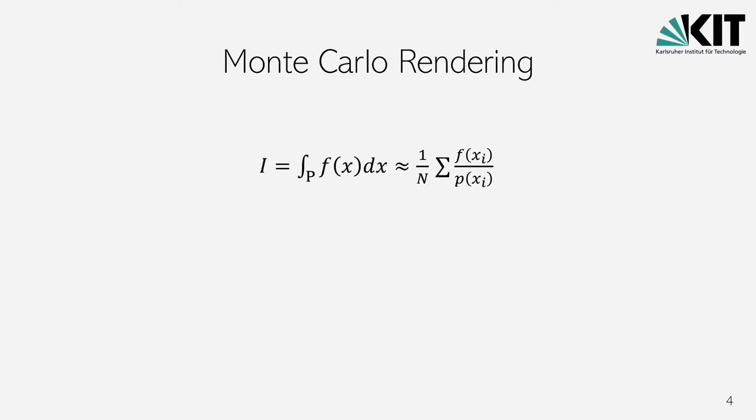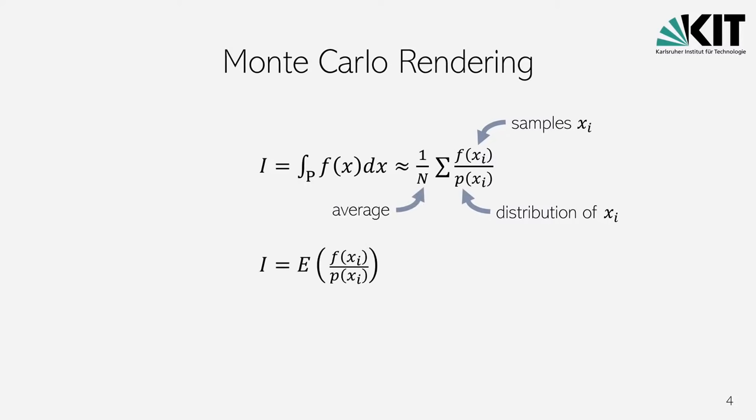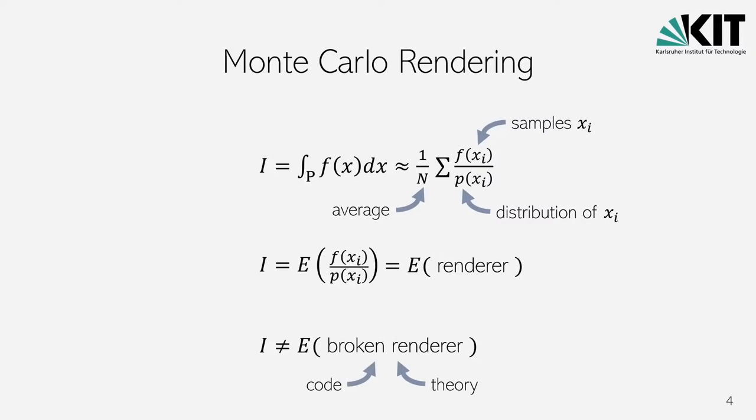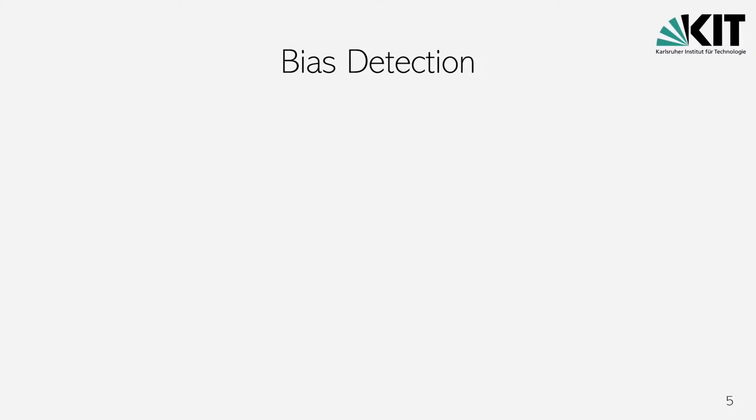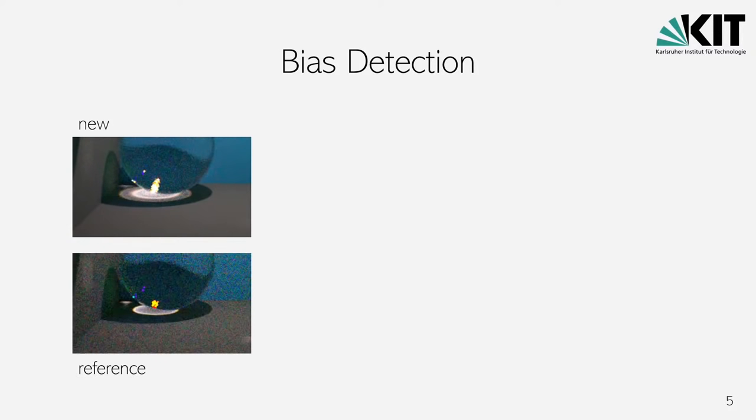So Monte Carlo rendering solves the rendering integral by drawing some samples from some distribution and averaging them together. And this works because the expected value of this sum is equal to the integral itself. So with more and more samples, the sum, and thus the renderer, converges to the correct value. Now, whenever the renderer is broken, for example because of bugs in the code or the underlying theory, the expected value of the renderer is no longer equal to the correct value, and we call this bias. We usually detect bias by comparing the output of a renderer against the output of a reference implementation.